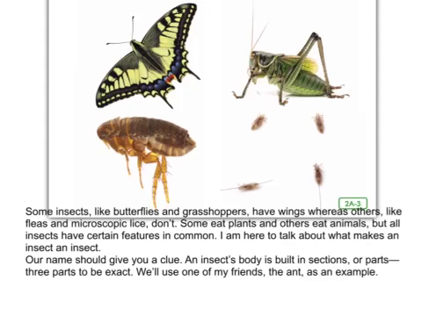I am here to talk about what makes an insect an insect. Our name should give you a clue. An insect's body is built in sections, or parts. 3 parts to be exact. We'll use one of my friends, the ant, as an example.